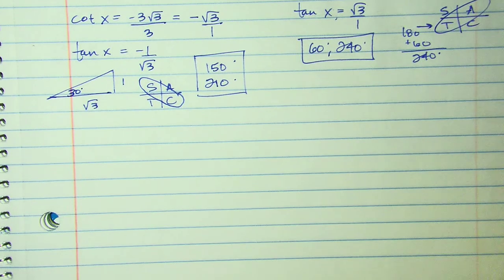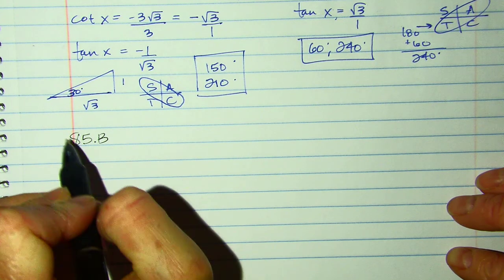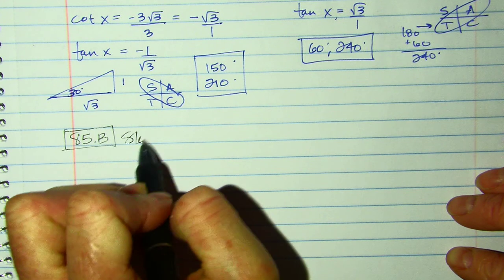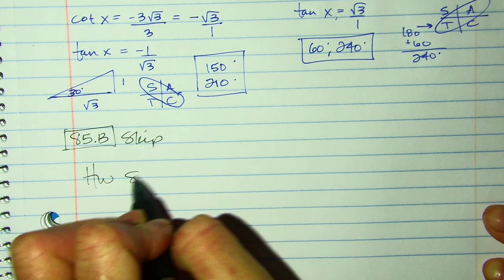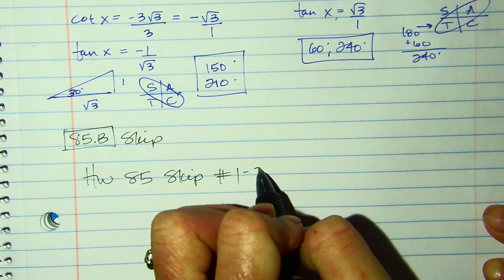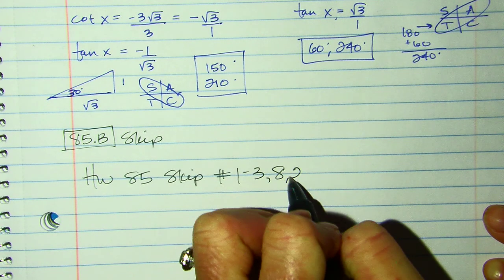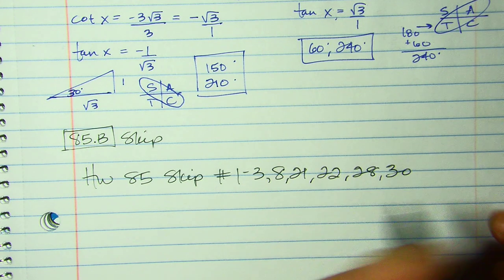Now, this lesson does have an 85 point B in the book, but we skip it. We don't cover it. So for your homework for 85, you're going to skip numbers 1 through 3, 8, 21, 22, 28, and 30. Thank you.